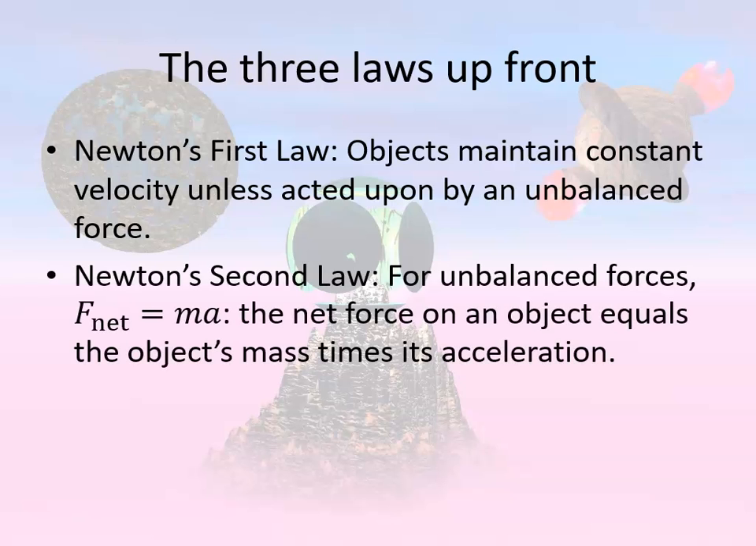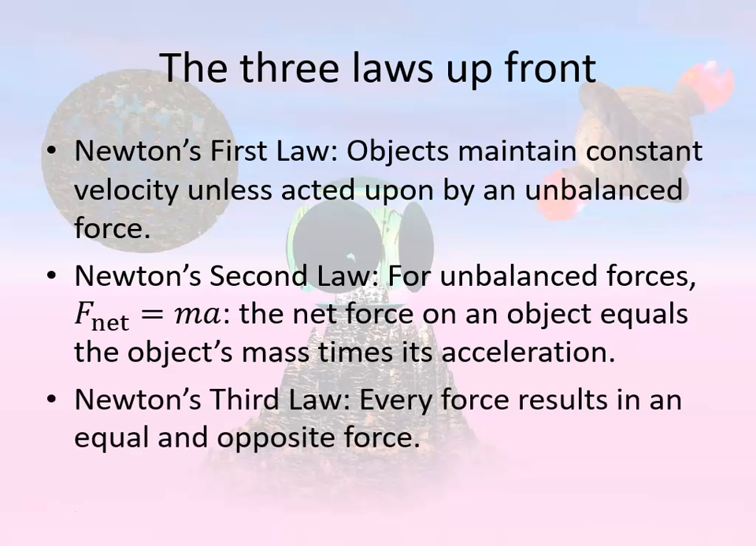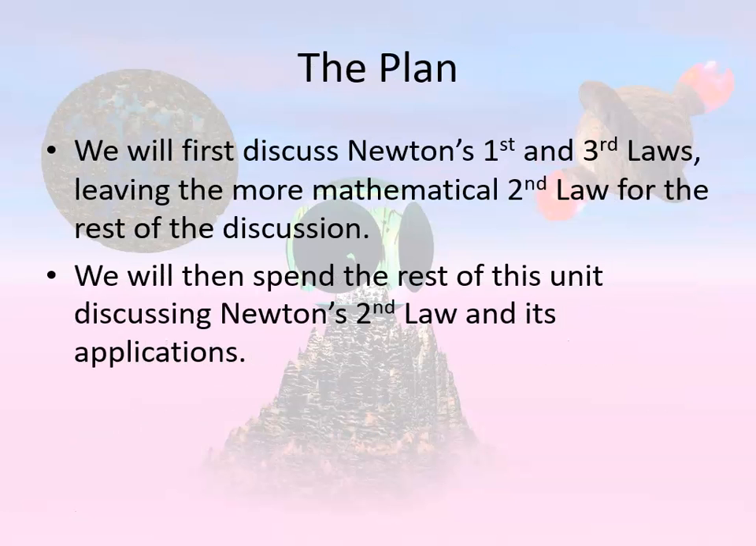The second law is that when you do have unbalanced forces, then the net force acting on an object is equal to that object's mass times its acceleration. And again, we'll have more to say about this in a future video, a lot more. But I should note that it's actually a cause and effect relationship. The force is the cause, the acceleration is the effect. And for that reason, a lot of people state the second law as acceleration equals net force divided by mass. The third law is that every force results in an equal and opposite force. So we're going to come back to that later in this particular video.